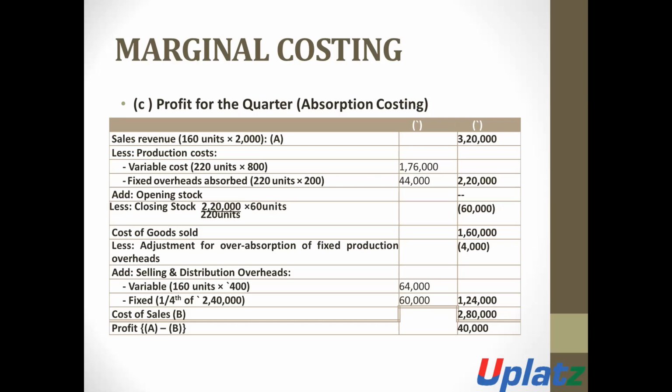Then the cost of sale is 1,60,000 minus 4,000 plus 1,24,000. It is 2,80,000. And the sale price is 3,20,000, then the amount of profit is equal to 40,000 rupees as per the absorption costing. As per the absorption costing, the amount of profit is 40,000 rupees.